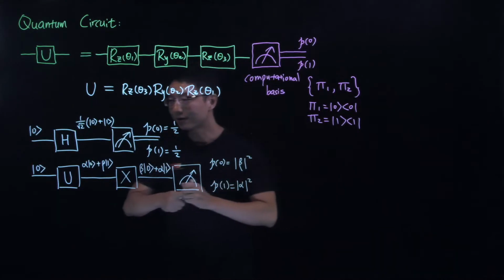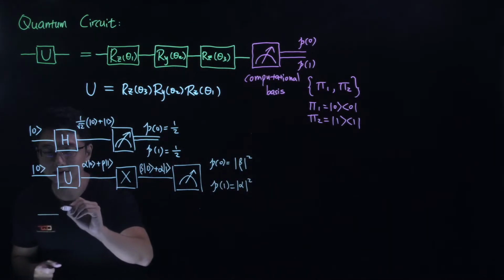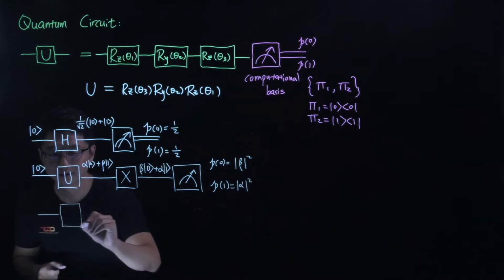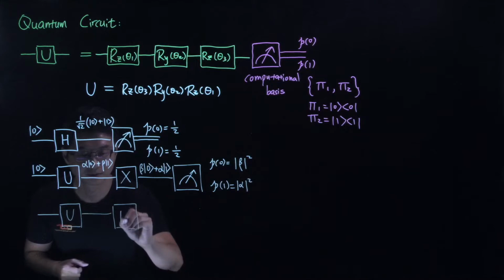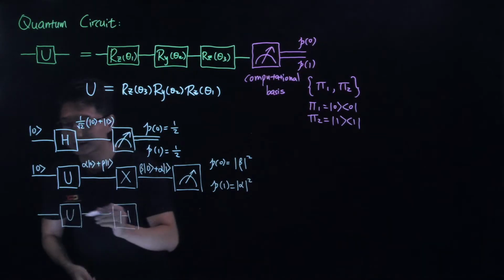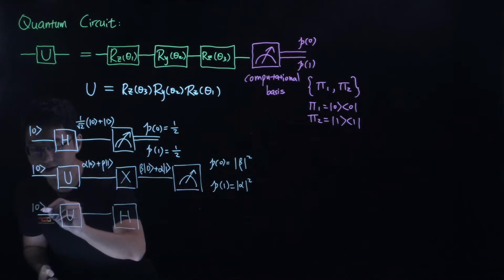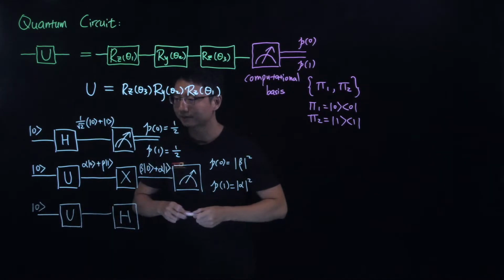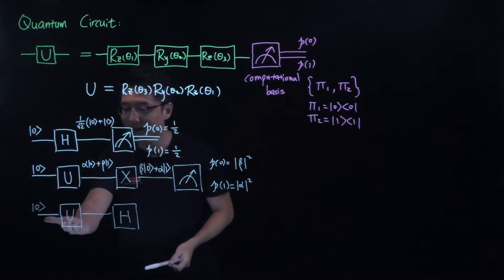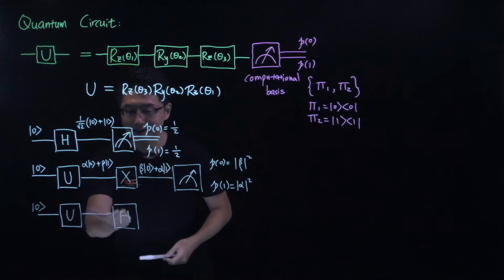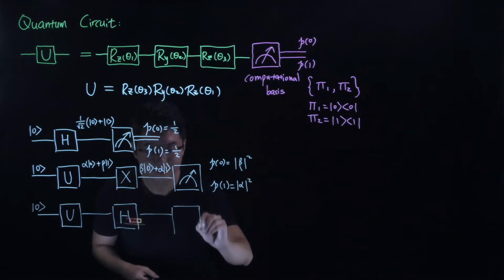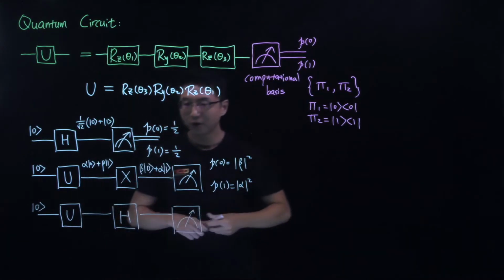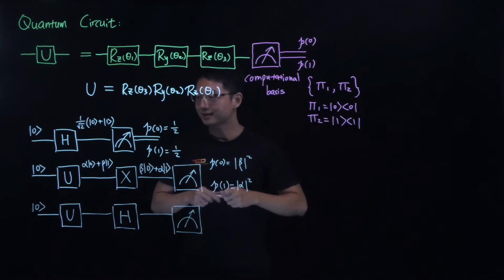Just as one more example, let's study another quantum circuit where the initial state, again I will assume it's initialized in the 0 state, is acted on by a general unitary and another Hadamard gate. After that, a measurement is carried out. What do we predict? Well, let's see.